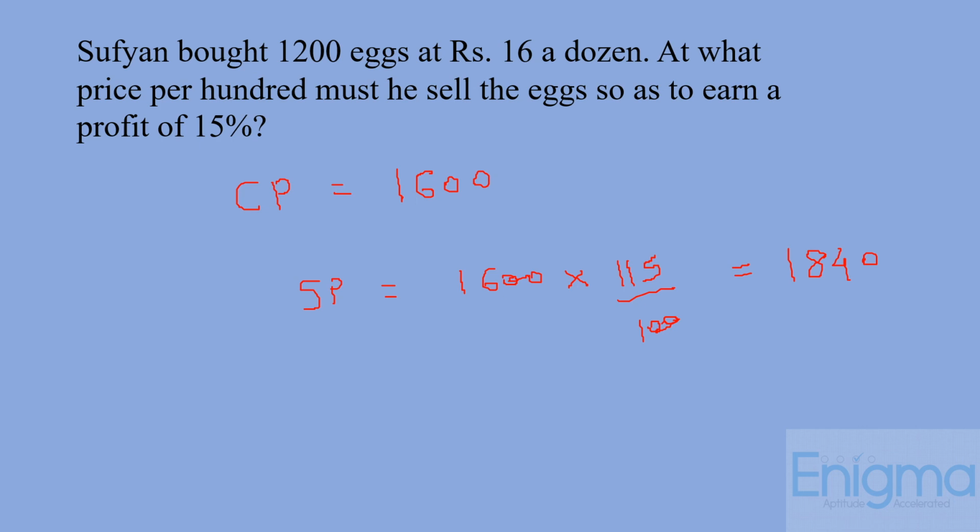Okay. Now 1840 ये क्या होगा? 1840, can I say that it is the total selling price of 1200 eggs? Is it correct? Now the question asked is at what price per 100 must he sell? Okay, so be careful.